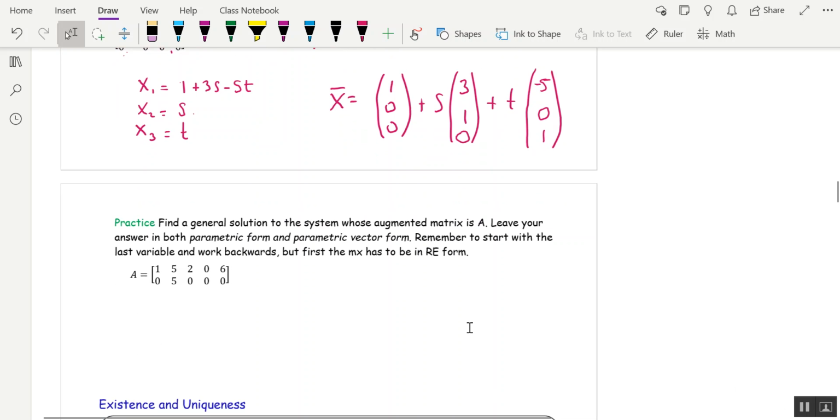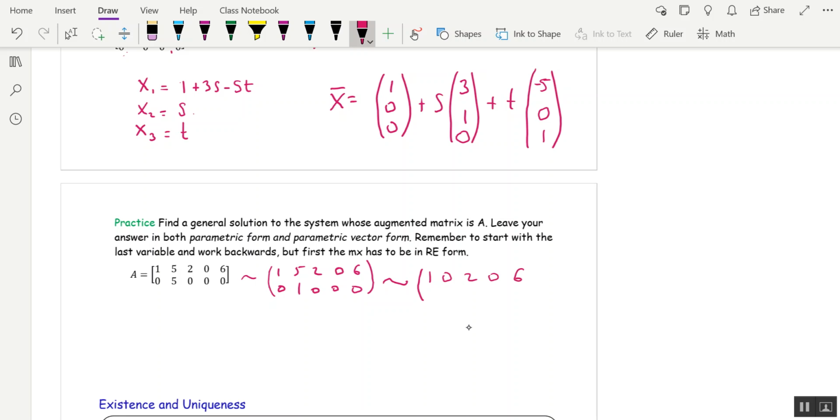Okay, so this matrix is not in reduced echelon form. So the first thing we need to do is get it in reduced echelon form. I'm going to take 1/5 row 2, 0, 1, 0, 0, 0. And then I still have to do a little bit more. I need to kill the 5 above the 1. So I'll multiply row 2 by -5, add it to row 1, and that gives me 1, 0, 2, 0, 6, and then 0, 1, 0, 0, 0.